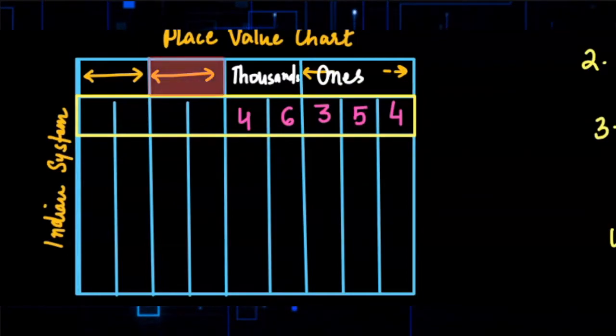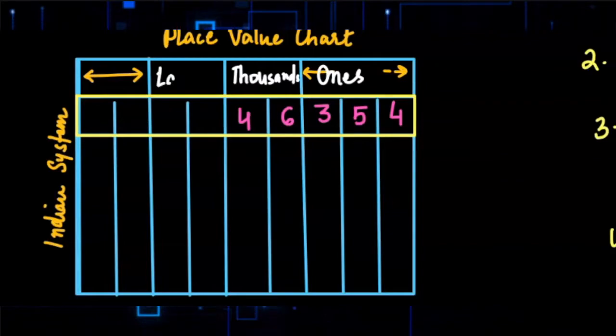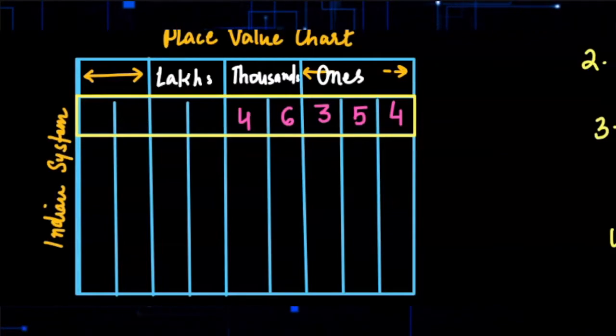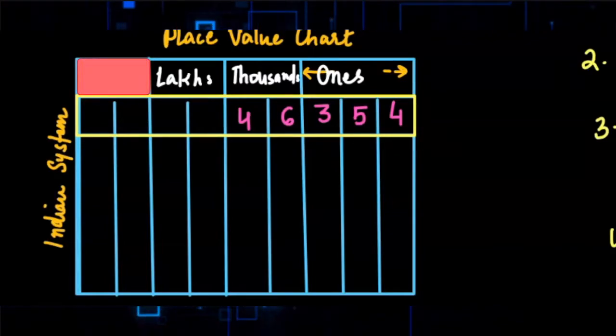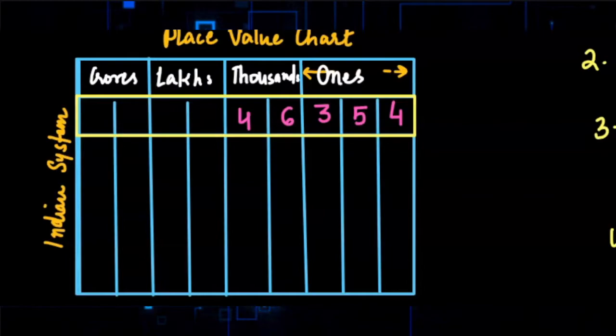Thousands period. The third period here is called lakhs period. And the last period present here is called crores period. This is crores period. Now, how do these periods help us read numbers?